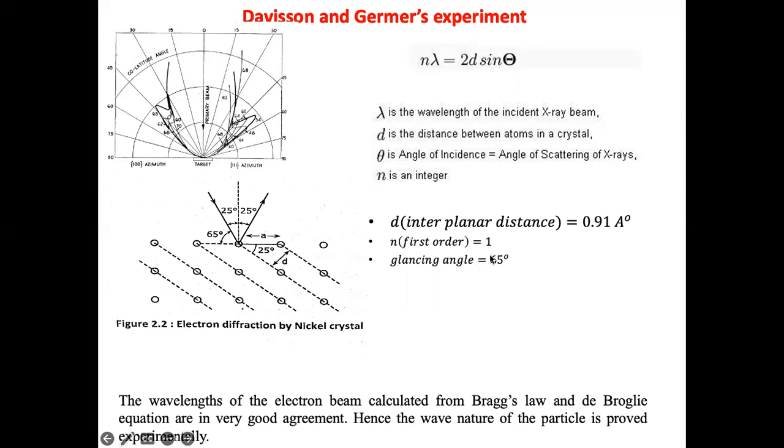So how do we get 65? As already shown in the graph, the scattered angle is 50 degrees, but the angle between the incident beam and the interplanar surface is the glancing angle. It is calculated by taking 180 minus 50 degrees, divided by 2. We get 65 degrees. This is the glancing angle theta. Now substituting this d value, first order n equal to 1, and 65 degrees in Bragg's condition, we get the lambda value as 1.66 angstroms.